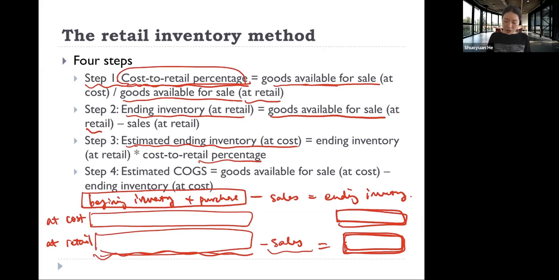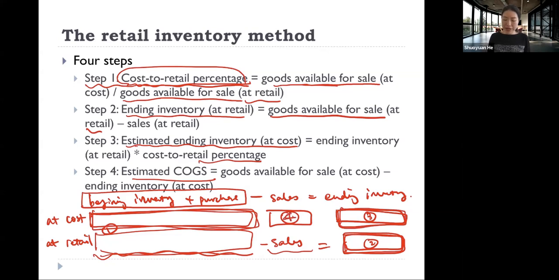So this is step 1, step 2, step 3. And for step 4, we estimate the cost of goods sold. We estimate cost of goods sold using the goods available for sale at cost, and the difference between the cost of goods available for sale and our estimated cost of the ending inventory.